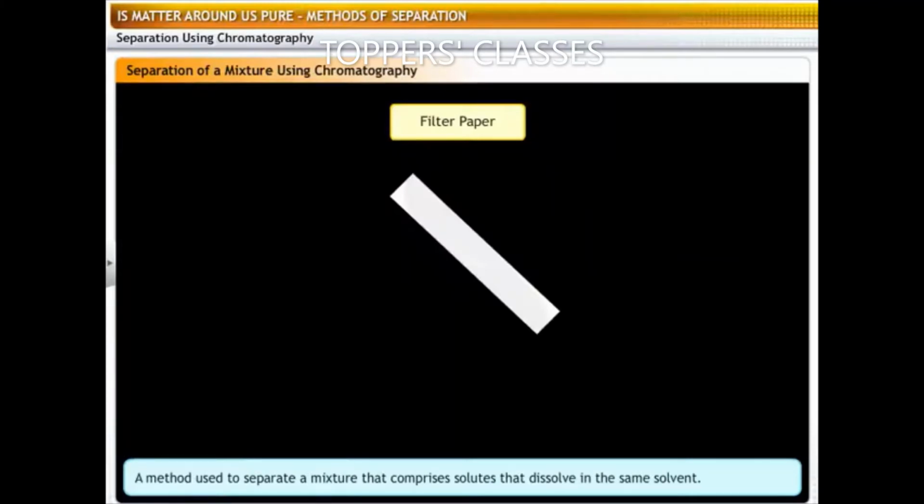First, take a thin, long strip of filter paper. Use a pencil to draw a line on it, about 3 centimeters above the lower edge. Then, put a small drop of black ink on the filter paper in the center of the line, and allow it to dry.